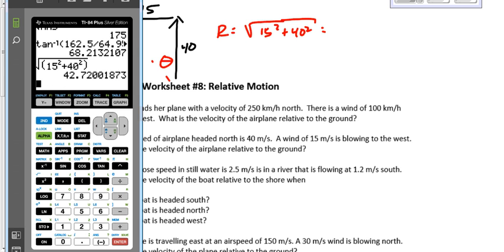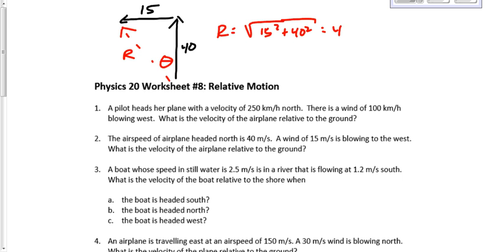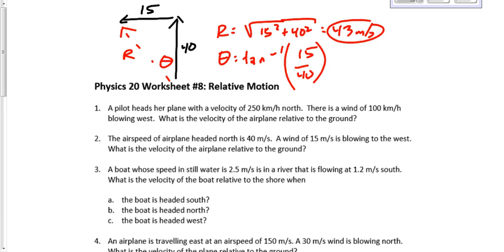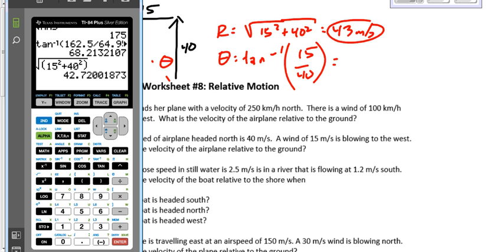43 meters per second. And theta is the inverse tan of opposite over adjacent. Alex, what's the opposite side of this triangle? Is it 15 or 40? 15, good. So the inverse tan of opposite over adjacent, 15 over 40.